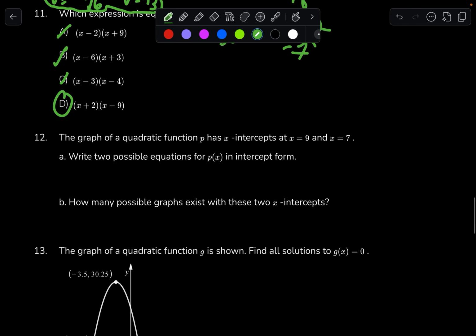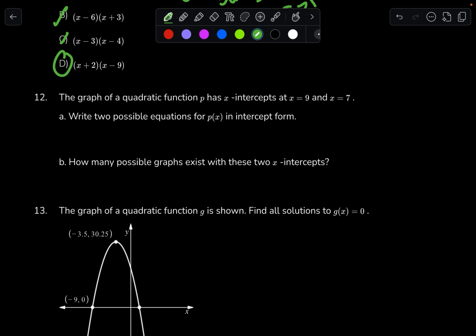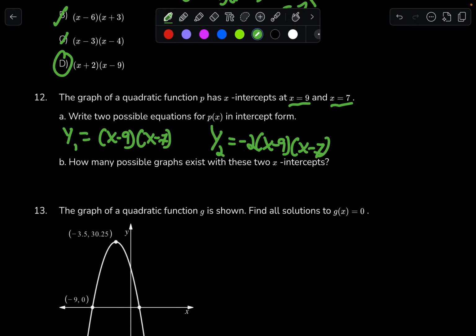All right, 12, 13, and 14. Here we go, the last little bit. The graph of a quadratic function p has x-intercepts at x equals 9 and x equals 7. Write two possible equations for p of x in intercept form. Well, equation 1, you could just write this as x minus 9 times x minus 7. That's 1. And since you can change the number in front, the stretching factor, to be anything you want, another one would be negative 2 times x minus 9 times x minus 7.